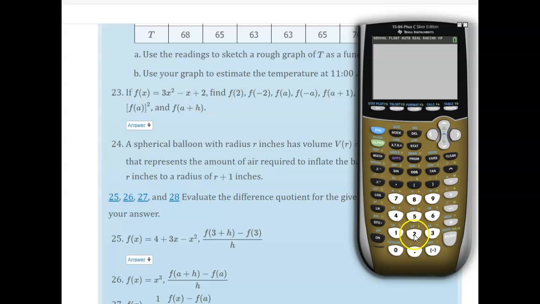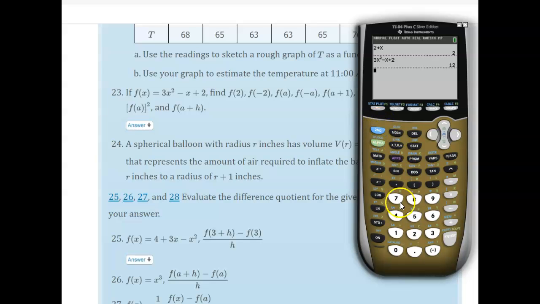The first one I want to show you is if I first store 2 to x, so that was 2 stored to x, hit enter. Now I've put that basically in the mailbox called x on this calculator, and we have A through Z, so we actually have 26 mailboxes, little cubby holes where we can store numbers for later. Now if I just type in 3x squared minus x plus 2 and hit enter, it will tell me what f of 2 is. So that's one way that I could have done this.